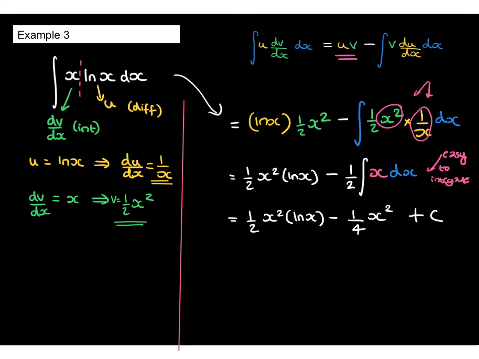Now you'll find that's a common result when you're integrating by parts involving an ln x function. The ln x function will usually be the u function which is differentiated because we don't know how to integrate it yet. And as we find out how to integrate it, you will see that it integrates to something quite complex.